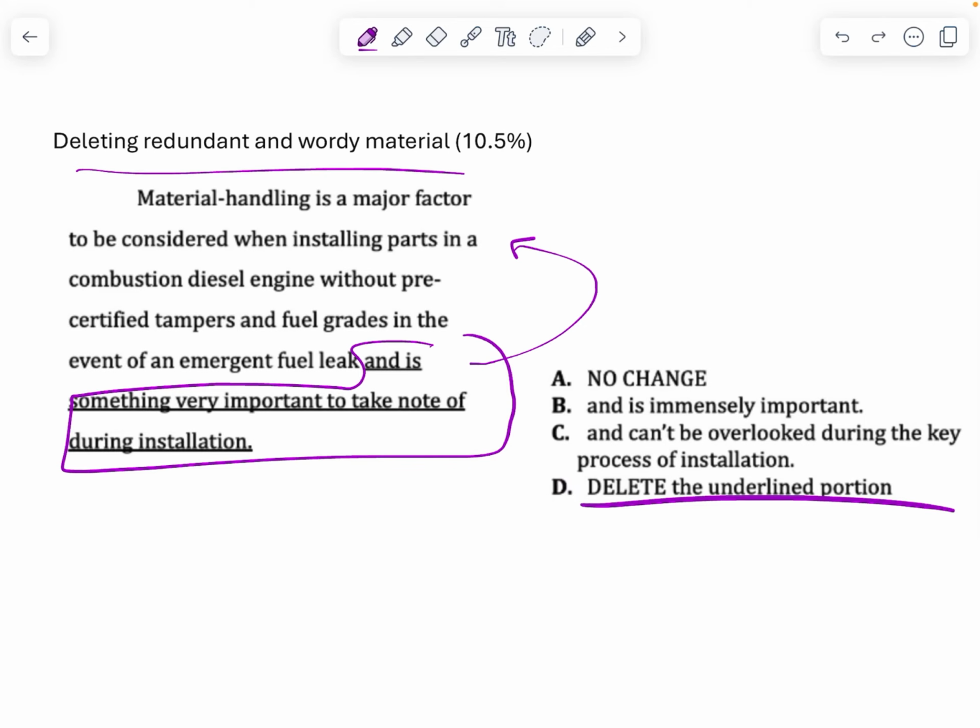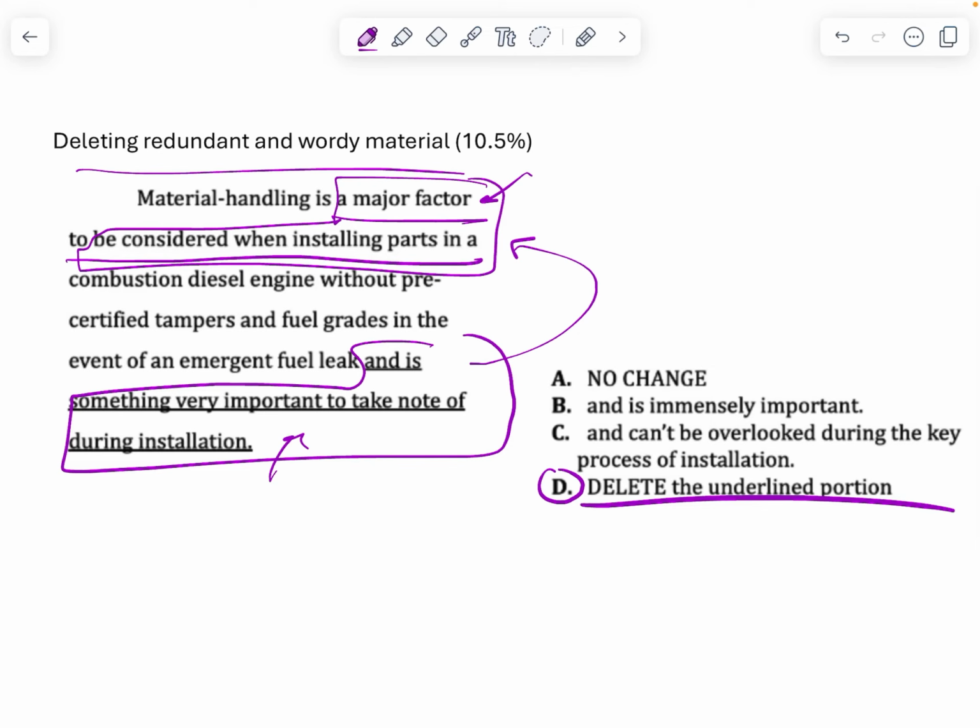So in this case, the answer is going to be delete, because what's this saying? If you read through this, you'll find that what's discussed here is already covered by what's underlined here. We already know its importance because it says it's a major factor during installation. So that's that. Now, as for the other answer options, you'll notice they all say the same thing, but just with varying levels of words.